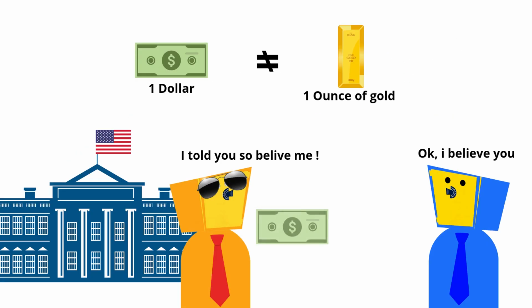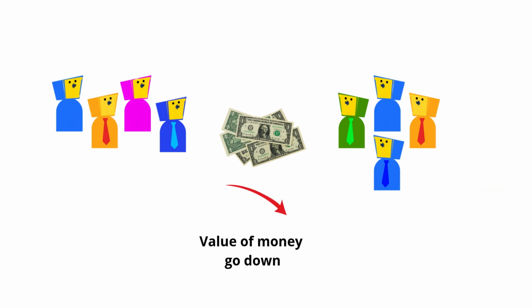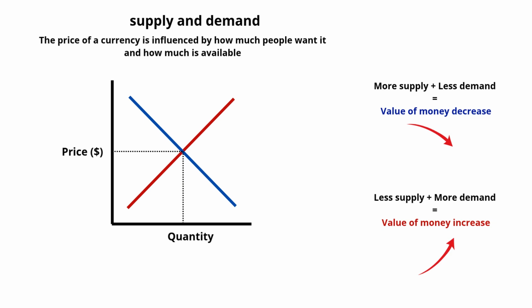Unlike gold, fiat money has no real physical value. Its value comes from whether people trust it and want to use it. If many people want a currency, they will compete to get it, and its value goes up. If few people want it, its value goes down. So, the value of fiat money comes from supply and demand.